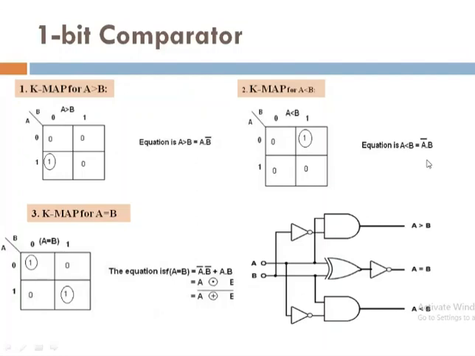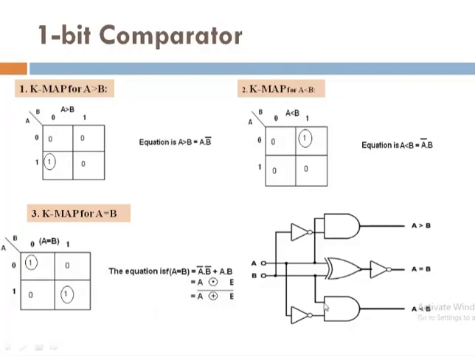Now we are implementing A is equal to B. For A is equal to B, there is an XNOR gate. We don't have a direct IC of the XNOR gate, so we simply give the A and B inputs to the XOR gate, and with the help of a NOT gate, we generate the XNOR gate. This is again simple. And the last remaining one is A bar into B, that is A is less than B.